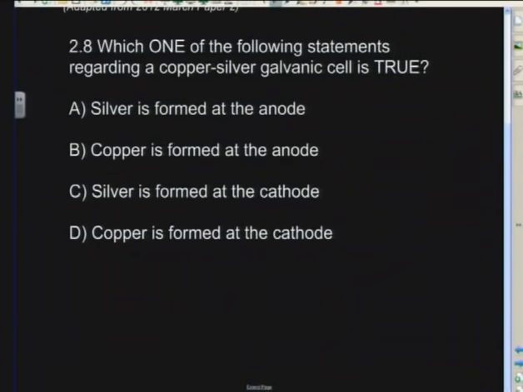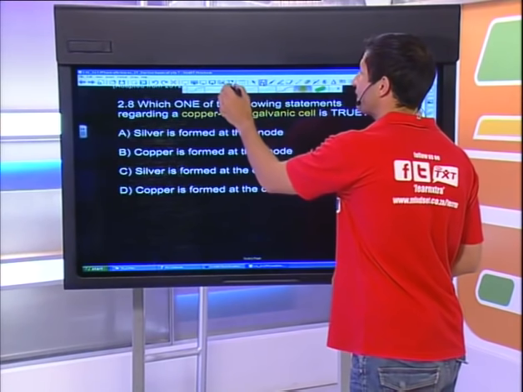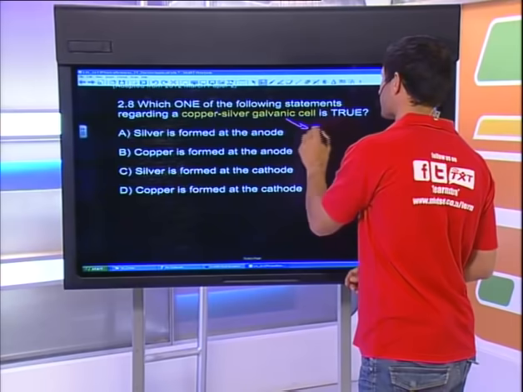So now it says, which one of the following statements regarding, now here it is, my copper, silver cell. Here's the important bits. Copper and silver are my two metals. And it's a galvanic cell. Guys, this is a spontaneous chemical reaction if it's galvanic. So that's quite important. Let's grab my pen and make a note on there. So a galvanic cell is spontaneous.